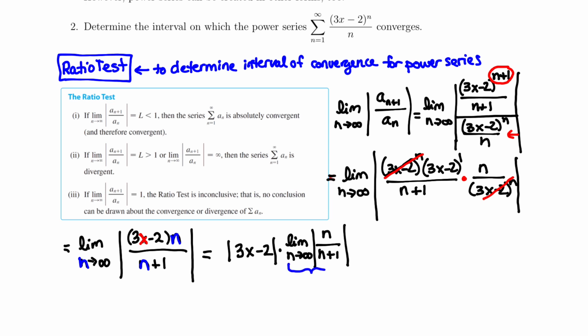Now, how do I do this limit? I get infinity over infinity, right? So we could use L'Hopital's rule, take the derivative on top and the derivative on the bottom. Or we could just look at the highest power on top, the highest power on the bottom, and cancel, right? There's lots of ways. No matter how you slice it, let's say we took the derivative on top and the derivative on the bottom using L'Hopital's rule. What limit do we get there? 1 over 1, yep, which is 1, right? And 1 times the absolute value of 3x minus 2 is just going to leave us with the absolute value of 3x minus 2.